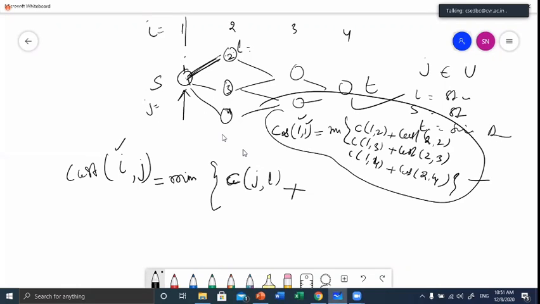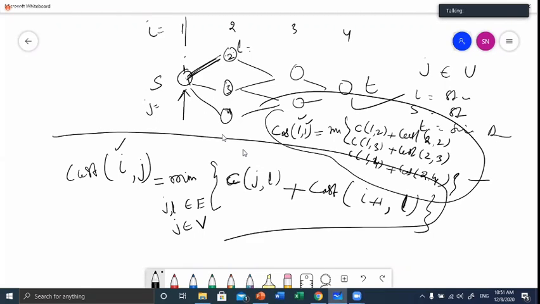What is the stage? Here it is I, here it is I plus 1. That's why cost of I plus 1, comma, this is L. Only this. Where JL belongs to E, JL is the edge, and J belongs to V. Are you clear my point? This is nothing but the forward approach formula. Calculation of forward approach formula. Are you clear this point?